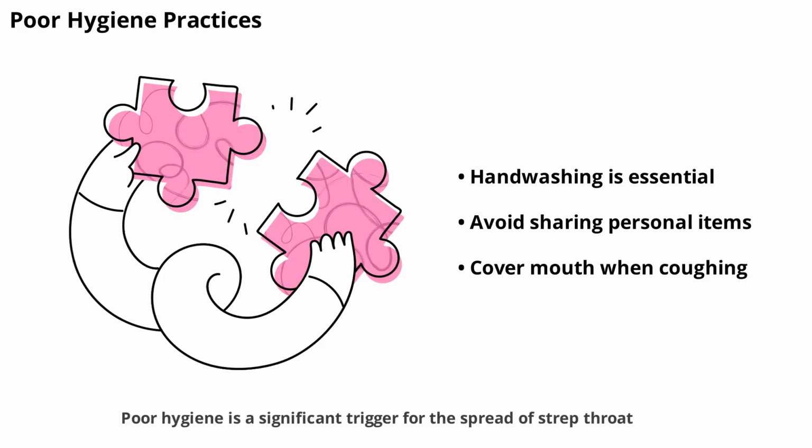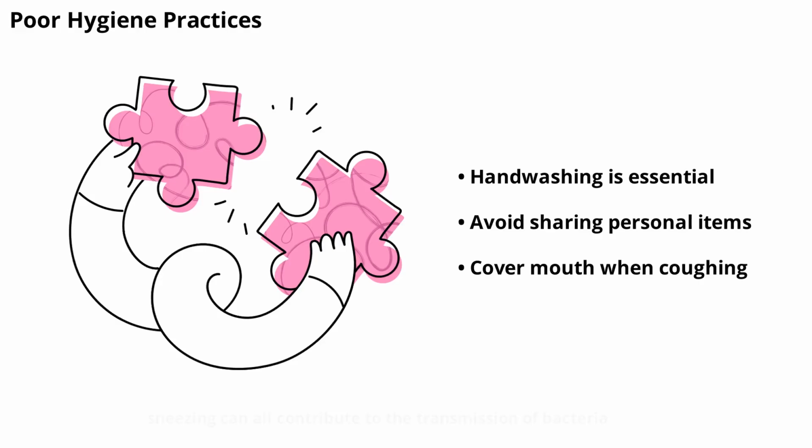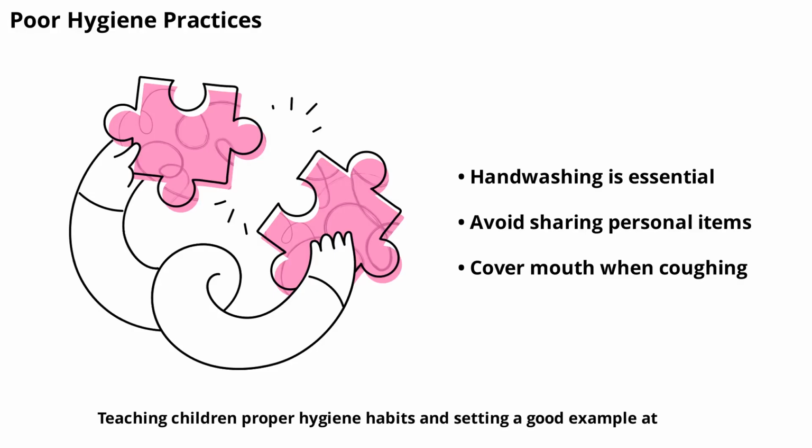Poor hygiene is a significant trigger for the spread of strep throat. Not washing hands regularly, sharing personal items, or neglecting to cover your mouth when coughing or sneezing can all contribute to the transmission of bacteria. Teaching children proper hygiene habits and setting a good example at home and in public spaces can greatly reduce the risk of infection.